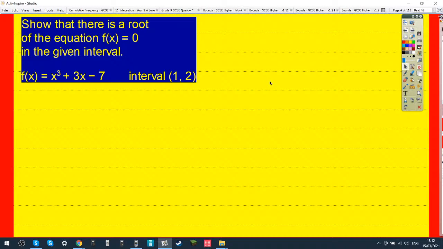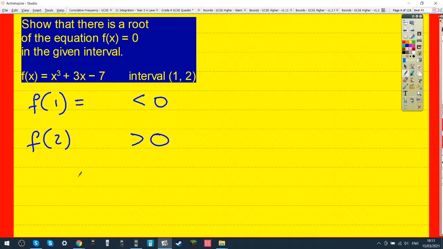Make the equation equal to 0. Nope. I'll sub in both 1 and 2, and then if it's positive or negative, then I know. That's it. So the f of 1, the f of 2. I think f of 1 will be less than 0, I'll give a negative answer. And the other one will be greater than 0.